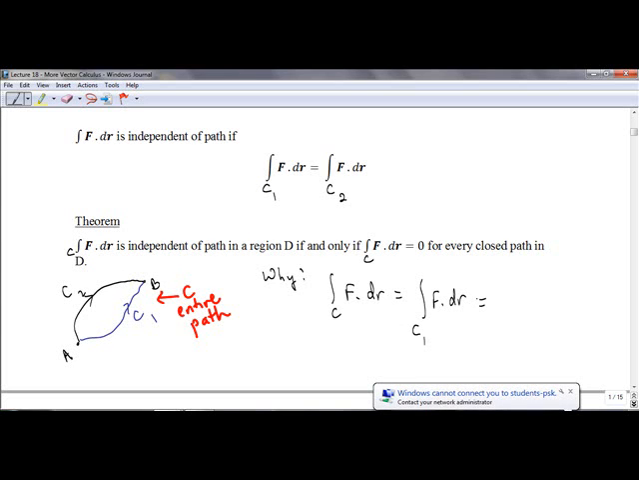So therefore the line integral over the entire path C has to be minus the line integral over C2, because it moves in the opposite direction. But these two integrals are the same. Remember that. For independence of path, they have to be the same. So if they're the same, this is 0. So this is another definition for independence of path.